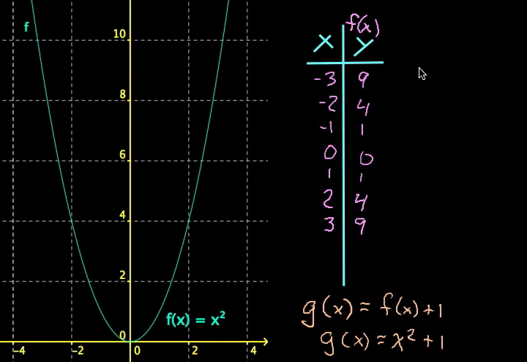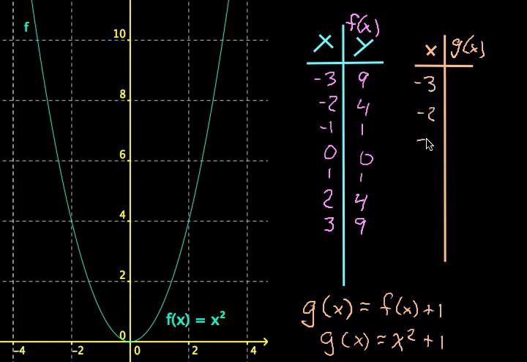So let's make another table. This one will be for the g function. On the left-hand side we have x, and on the right-hand side we're going to say what g of x will be. Again, we're going to have the same input values: negative 3, negative 2, negative 1, 0, 1, 2, and 3. For a given value of x, the g value is simply going to be the f of x value plus 1. When x was negative 3, f of x was 9, and now the g function is saying we're supposed to add 1 to that. So we're going to make that a 10.